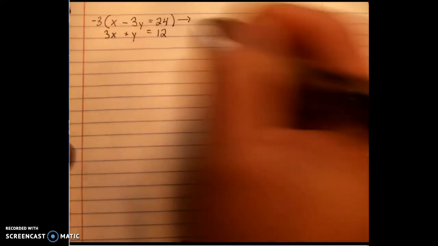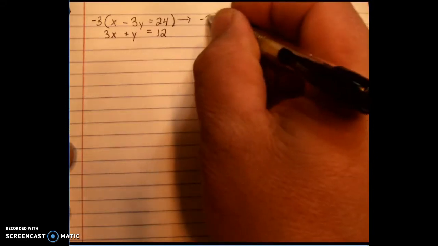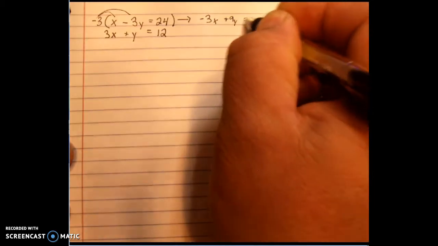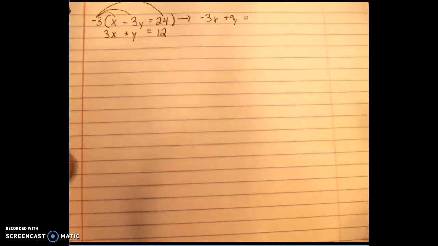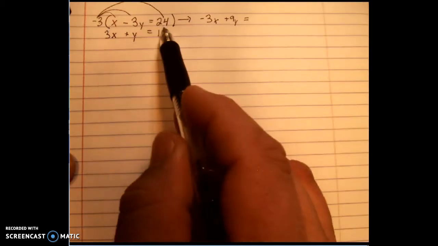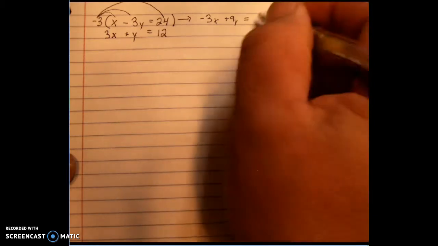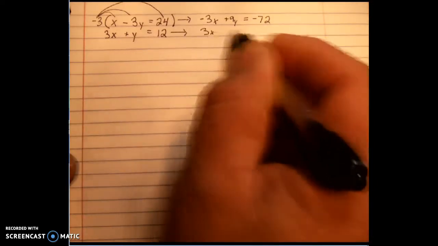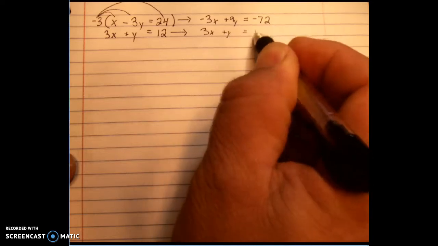Now, off to the side of that, I'm going to distribute this through. Do not forget, when you are distributing, that's plus 9y. The most common mistake is people forget to distribute that -3 through to the other number. So -3 times 24 is -72. This one I'm just going to bring over. So 3x plus y equals 12.